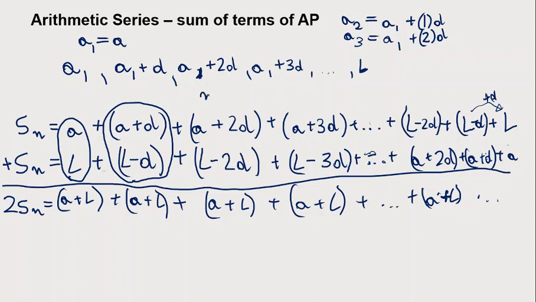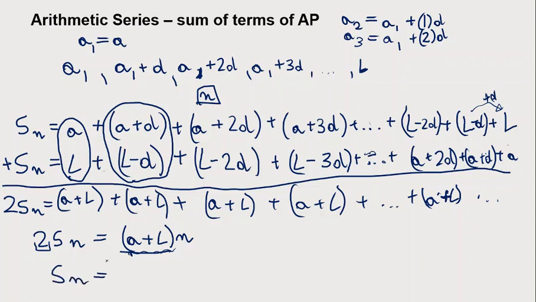How many times? Well, n times, because we have n terms in this sequence. In other words, two summations of n is equal to A plus L, first term plus the last term, multiplied with the number of terms. Okay, and then what you can do, you can bring this 2 to the other side, so you will realize that Sn is equal to A plus L multiplied with n over 2.